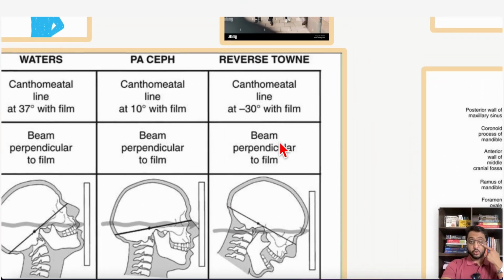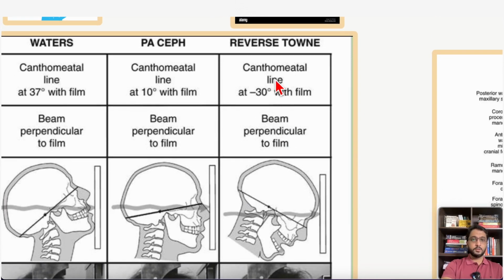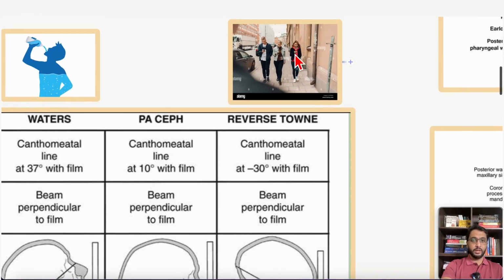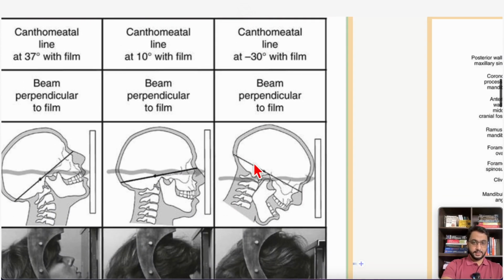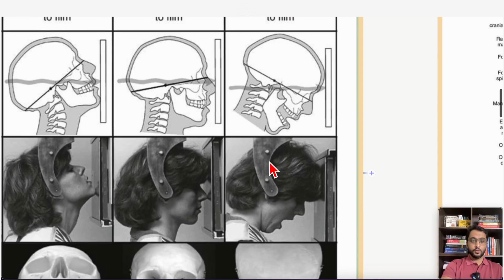OPG is something which you have been continuously using, but still I'll give you some structures visualizable through your OPGs. But now reverse Towne's, that's something I told you, looking down. Okay, so your canthomeatal line at -30, and you look down, mouth open. So they'll ask you which technique uses the mouth open technique.